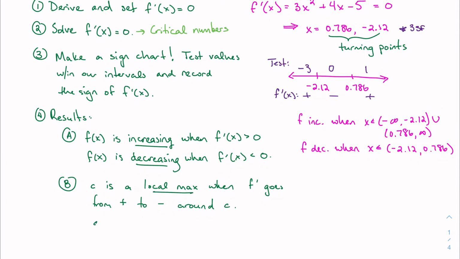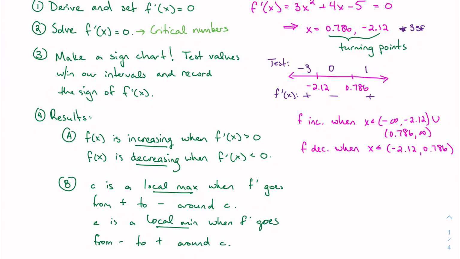Similarly, c is a local minimum when f prime goes, well, the opposite case, right, from negative to positive around c.